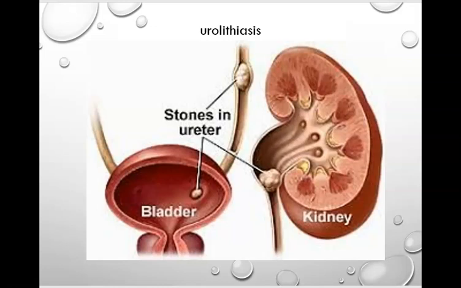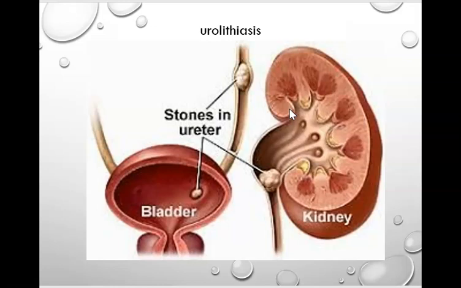So urolithiasis, we're going to have some stones in the urine here. You see this one right there. There's one in the kidney, there's one in the bladder, so it can happen in different locations. So this is going to be the most common type of upper urinary obstruction.